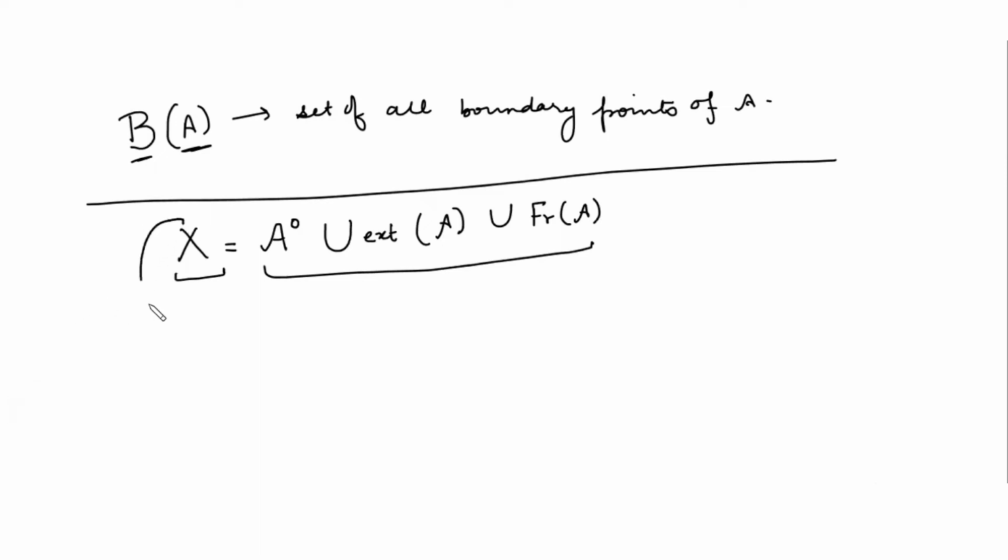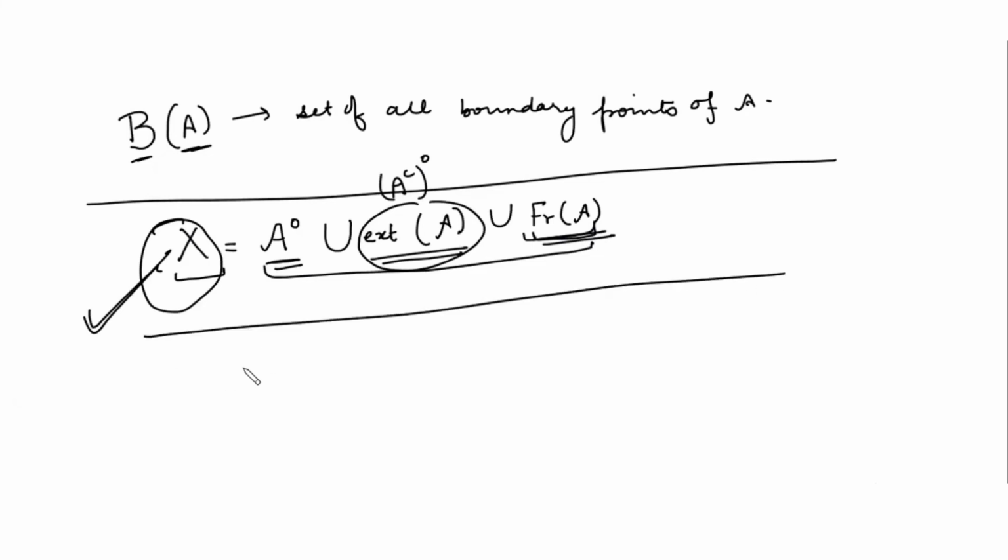So the whole set is the union of A interior, exterior of A, and frontier of A. Exterior of A means A complement interior, and if you add the frontier points too, then you get the complete set, which is X. Is it clear?